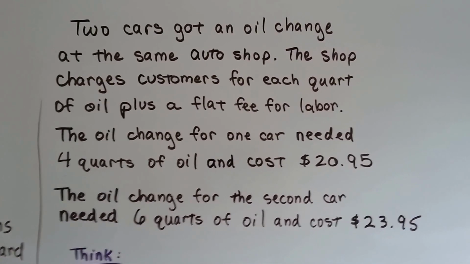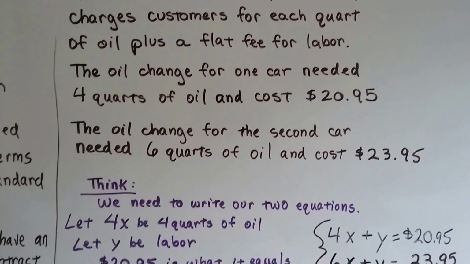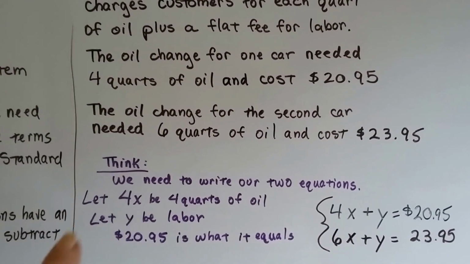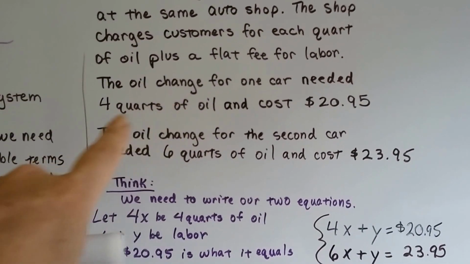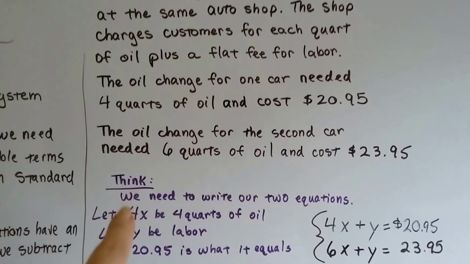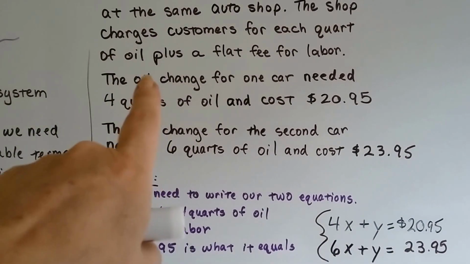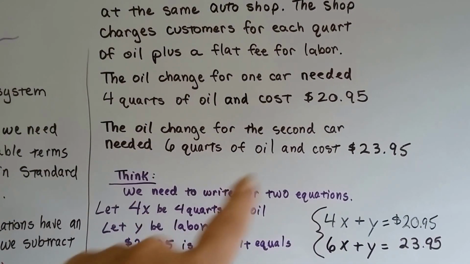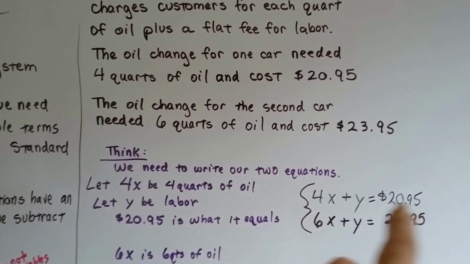Now we need to write our two equations, don't we? Well, we see some numbers, so let's figure out how we're going to do this. Let's let 4x be the 4 quarts of oil at whatever the cost for each quart of oil is. See, because it says it charges for each quart of oil. So that's going to be 4x. Let y be that flat labor fee, okay? And it's going to equal $20.95. So now we've got our first equation.